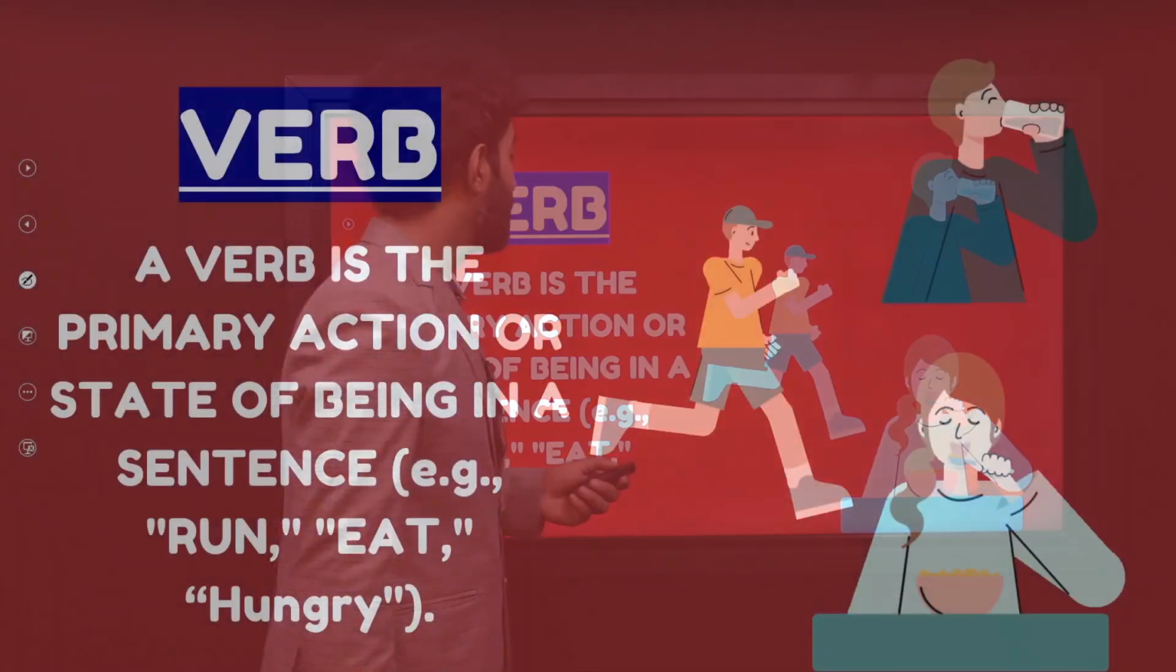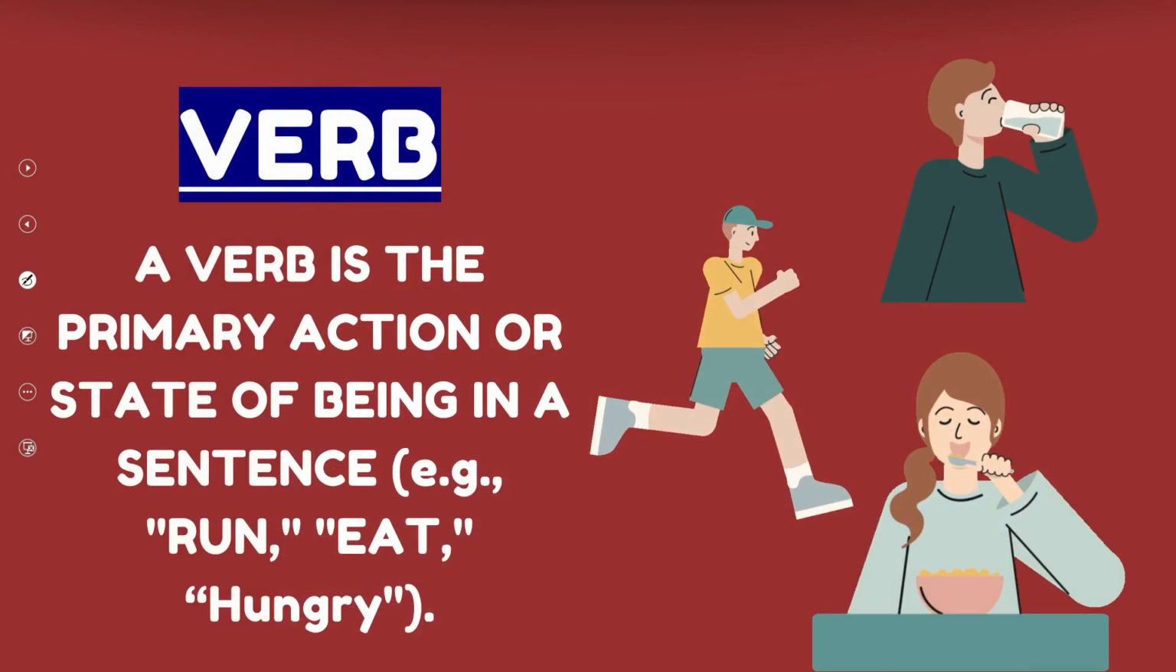Now, let's recall the definition of a verb. A verb is the primary action or state of being in a sentence. So, it's any action or a state of just being. Both these two things are addressed in our verbs. Now, let's talk about some examples. Run, eat, or being in a state of hunger.